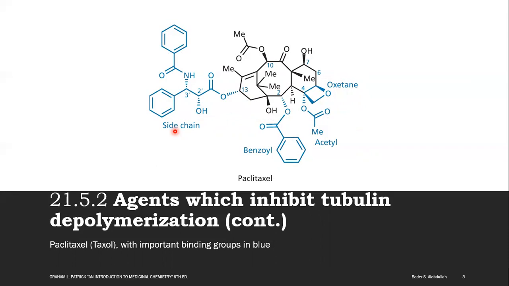And as you can see also from the structure, all of these groups are in the lower part of the molecule, the southern part of the molecule. We can point that out. So if we split the molecule into half, these important groups are in the lower part, or the southern part of the molecule.